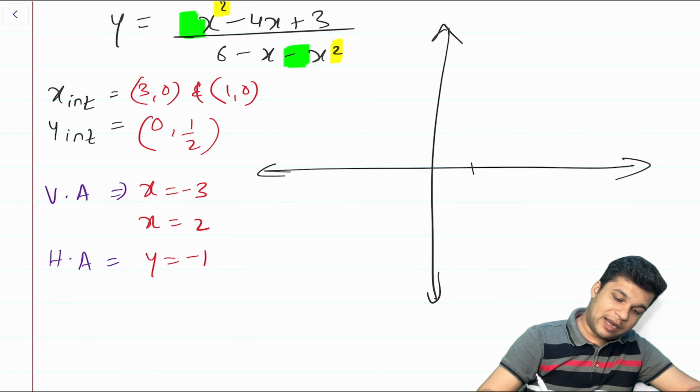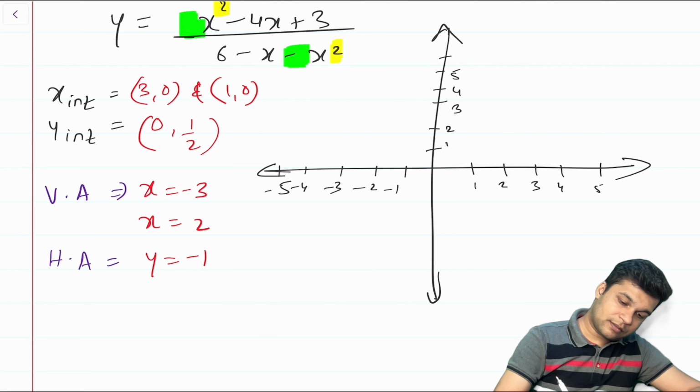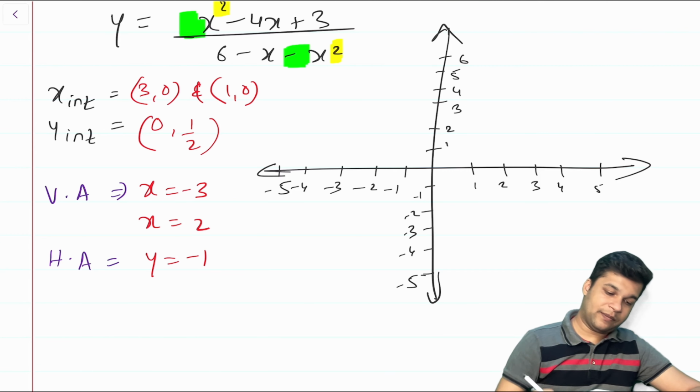So you have 1, 2, 3, 4, 5. You have negative 1, negative 2, negative 3, negative 4, negative 5. You have 1, 2, 3, 4, 5, 6. You have negative 1, negative 2, negative 3, negative 4, negative 5.